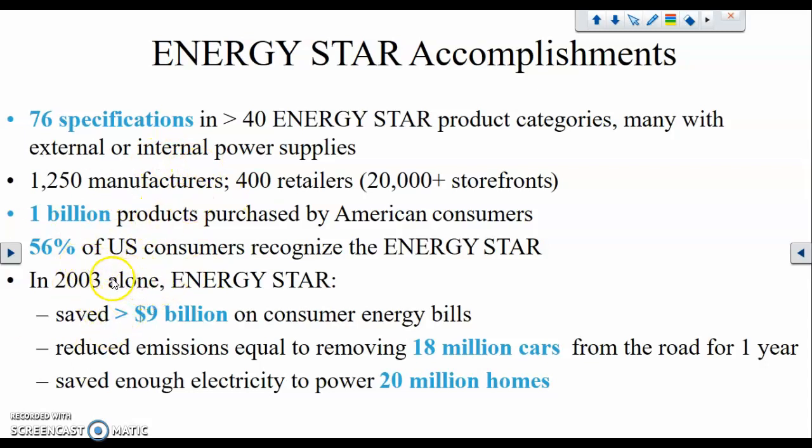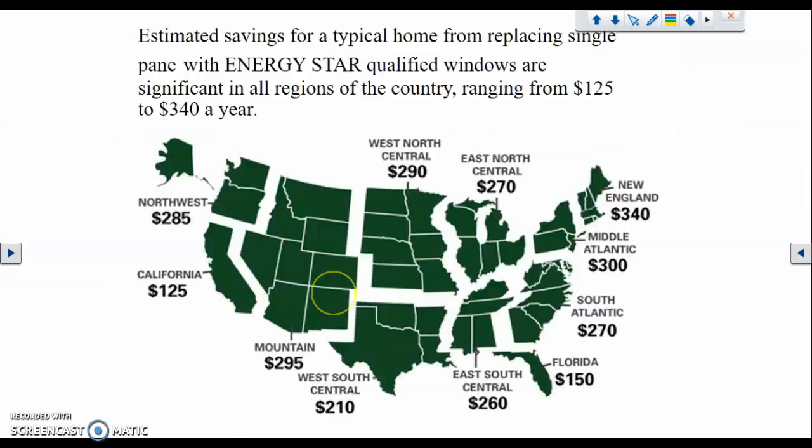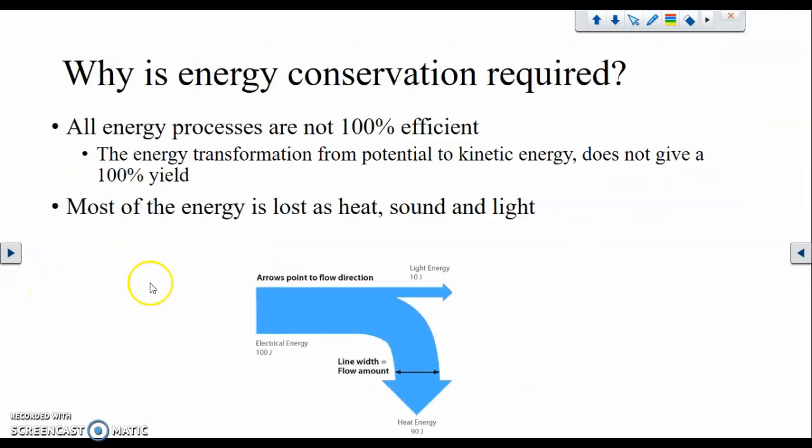In 2003, and this is a very outdated statistic, the Energy Star program saved us consumers around $9 billion, right? That is the equivalent of removing 18 million cars from the road for 1 year, and you saved enough electricity to power 20 million homes. So the government is trying to do something about us being more efficient, okay? And all of this conservation and this program comes from the drive to get a lot of this wasted energy back into usable energy.